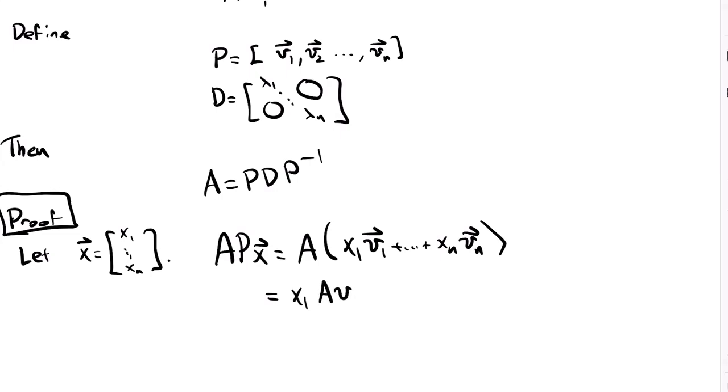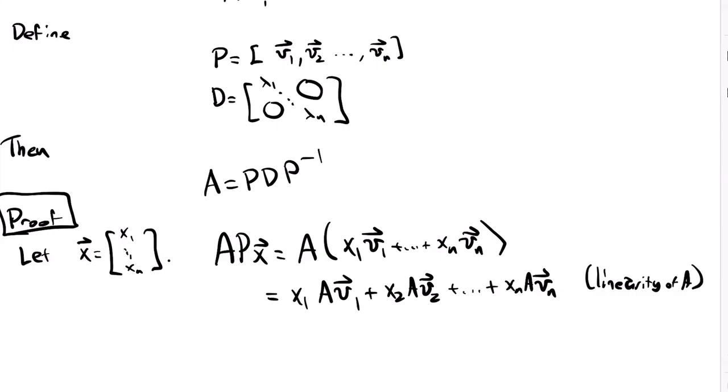x1 A v1 plus x2 A v2, and that's just applying linearity of A. And then this is equal to, well, each vi is an eigenvector, so we can simply replace this with the scalar. So that's what APx looks like.